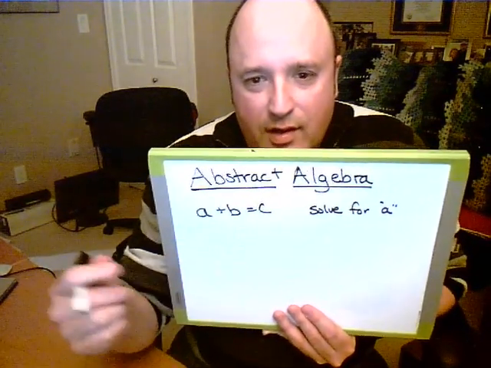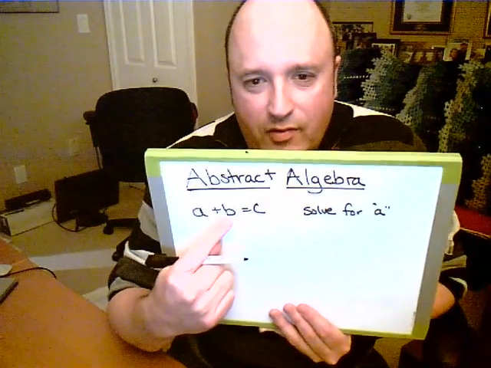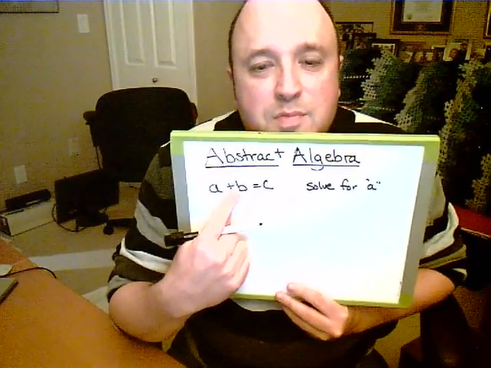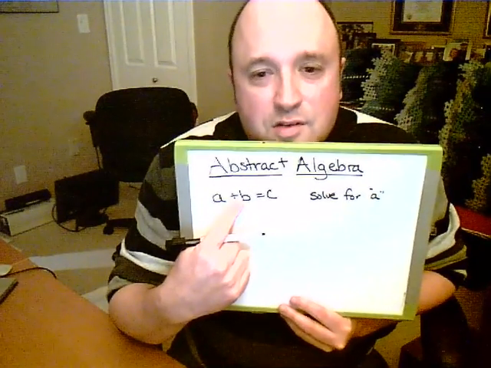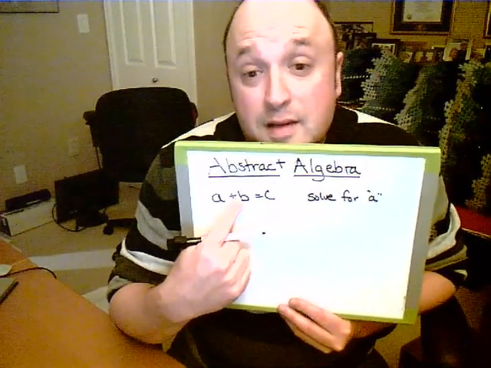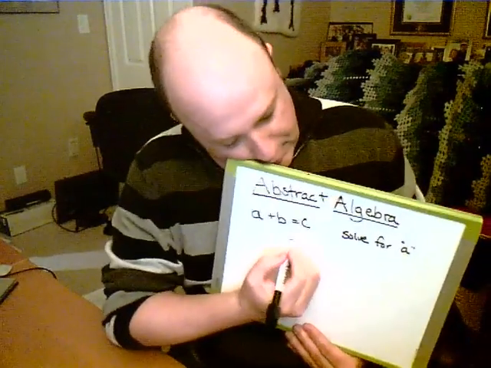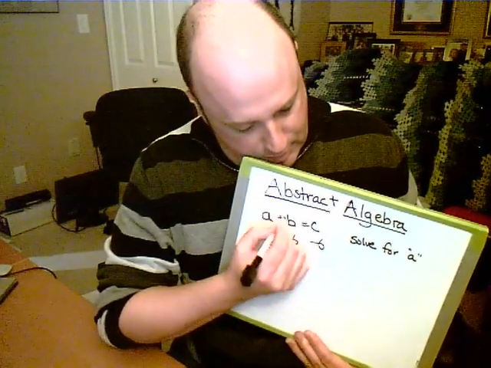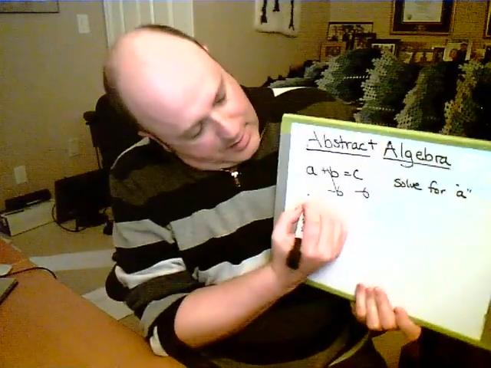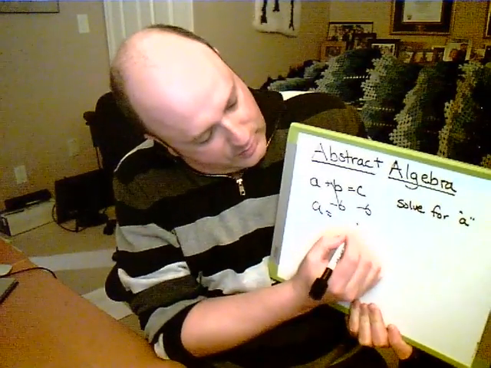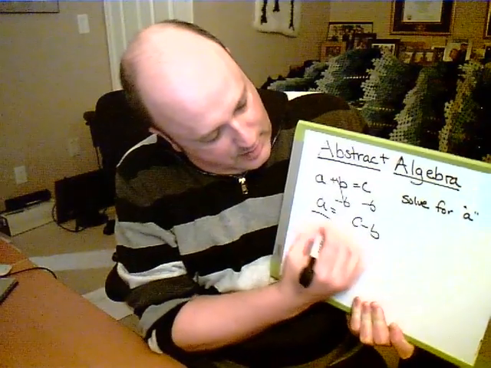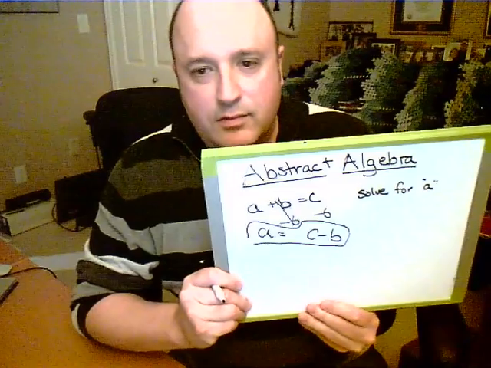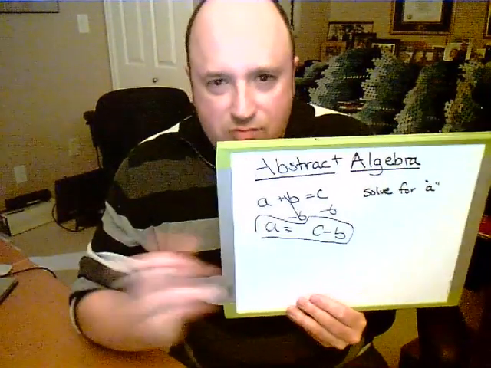So let's have a look, right? In order for me to get a by itself, I have to get rid of the b. So to cancel out a plus b, you minus b to both sides as usual. So minus b, those guys cancel. And I'm left with a is equal to c minus b. And this is your newly rearranged equation. Okay? That's what the job is.